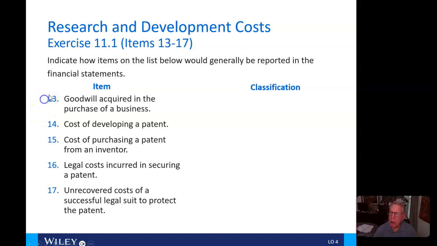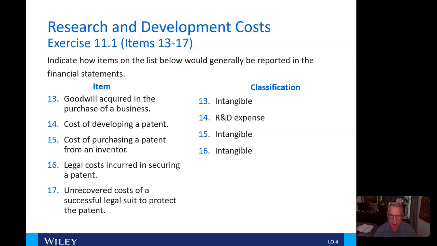Here, under number 13, goodwill acquired in the purchase of a business, we're going to classify that as an intangible asset. The cost of developing a patent is going to be an R&D expense. That's developing a patent. The cost of purchasing a patent from an inventor, that's going to be an intangible asset that we capitalized. The legal costs incurred in securing a patent, well, we can make that an intangible asset as well. And lastly, unrecovered costs of a successful legal suit to protect the patent, we can also capitalize that as an intangible asset.